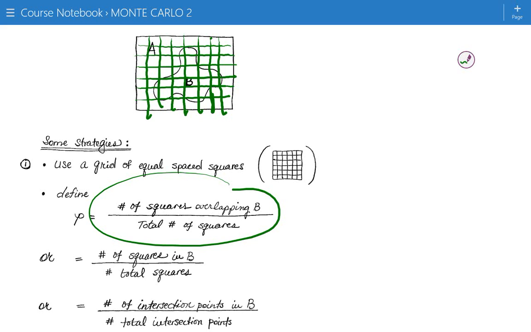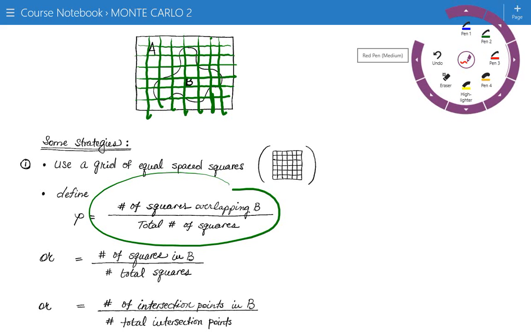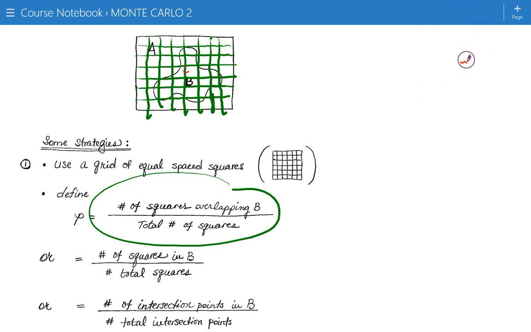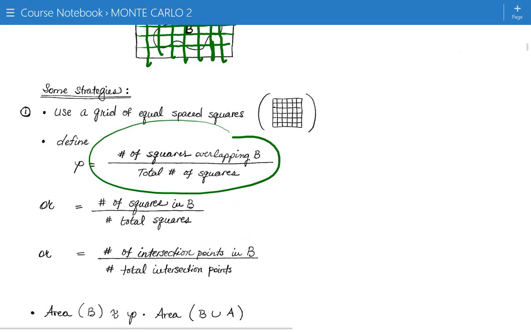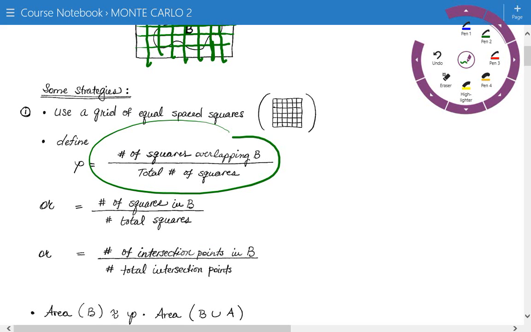I could also look at the individual crossing points, such as that little cross point there. Look at all the points at which the grids cross each other. Those are just individual points. And count the number of points that are inside B relative to the total number of points, which would be this one. Go back here to my different pen. It would be this one here.